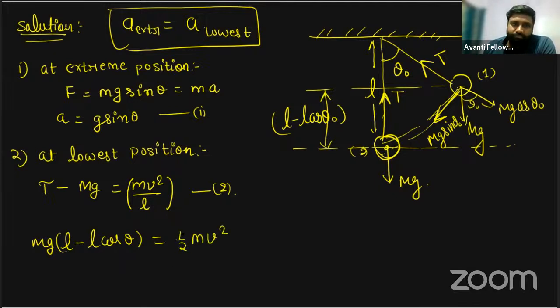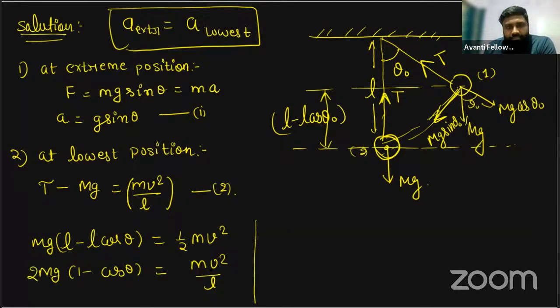Sorry, 1 by 2 mv square. Now from here you can say this mv square upon L is the acceleration. So we can write mg 1 minus cos theta equals mv square upon L, where we take L common and divide with this mv square, and this 2 will come. Now this is the acceleration at the lowest position. This is the acceleration at the highest position.